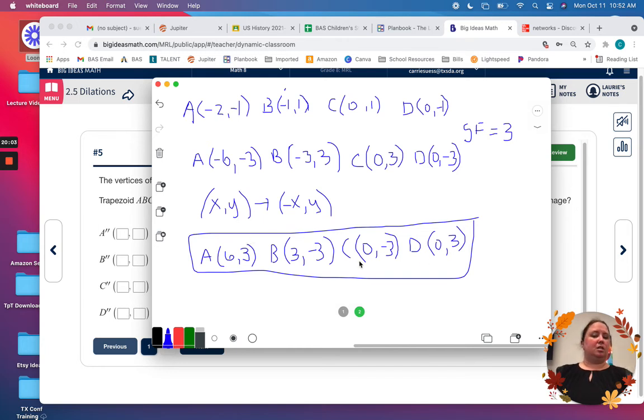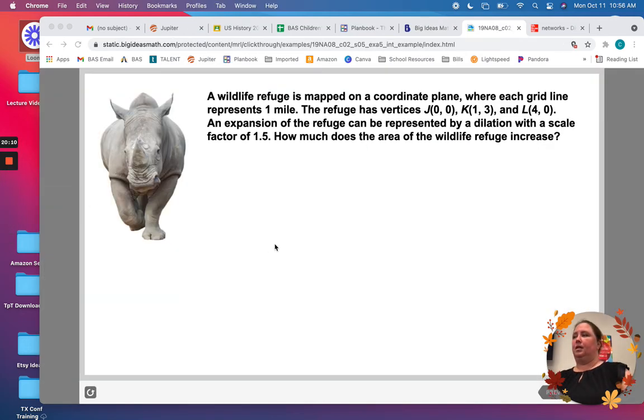Any questions on this? This is number 5 in your try-its. I'll leave it up for just a second. Example 5. Put this in your journals. A wildlife refuge is mapped on a coordinate plane where each grid line represents 1 mile. The refuge has vertices listed here. An expansion of the refuge can be represented by a dilation with a scale factor of 1.5. How much does the area of the wildlife refuge increase?